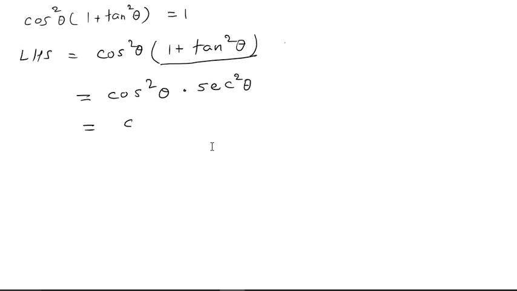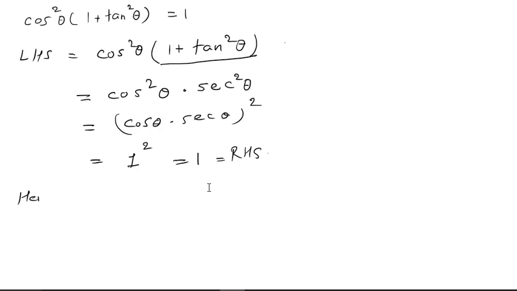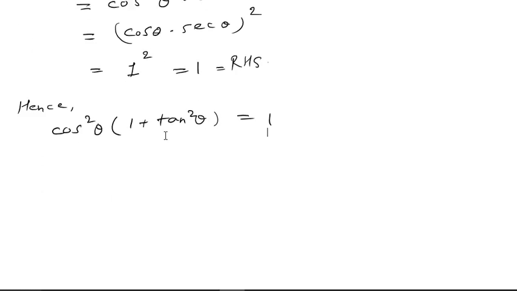So this is cos theta into sec theta the whole square. Now cos theta and sec theta is 1, as sec theta is the reciprocal of cos theta. So cos theta into sec theta is 1. So this is 1 square, which is 1, which is our RHS, right hand side. Hence I will say that cos square theta into 1 plus tan square theta is equal to 1. Simple? Yes. Now let us see the next question.